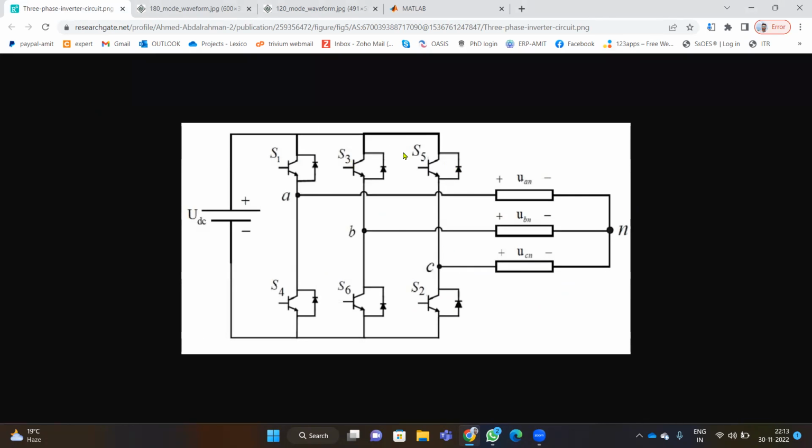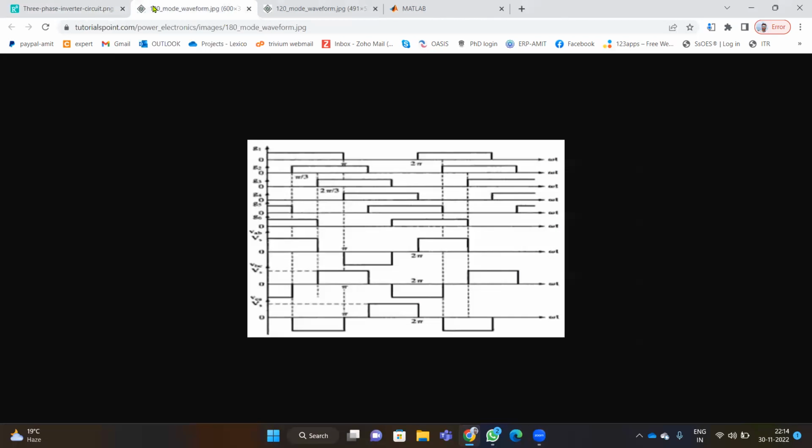Now, connecting this six-switch bridge is not a big issue, but based on the pulse which we give to a three-phase inverter, or the pulse to each thyristor, we can have two different modes of the inverter: a 180-degree mode or a 120-degree mode. So let's move to a small theoretical aspect of the 180-degree mode.